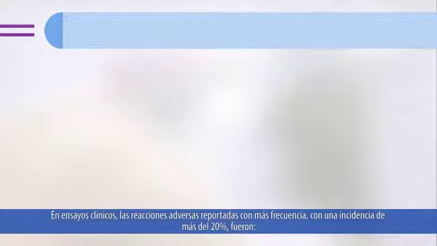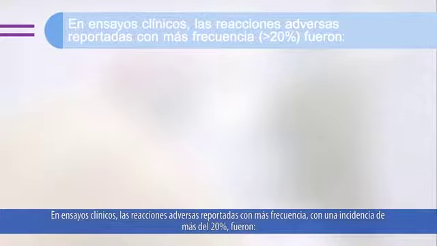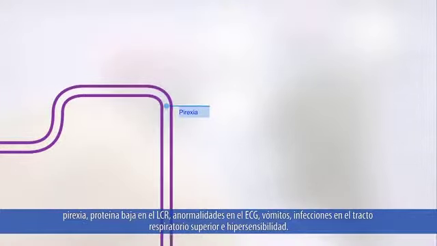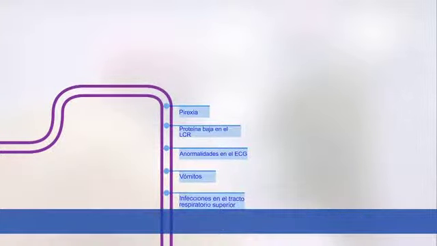In clinical trials, the most frequently reported adverse reactions occurring at an incidence of greater than 20% were pyrexia, low CSF protein, ECG abnormalities, vomiting, upper respiratory tract infections, and hypersensitivity.